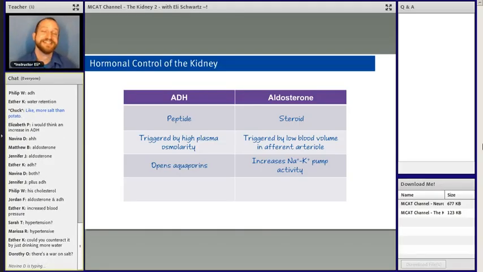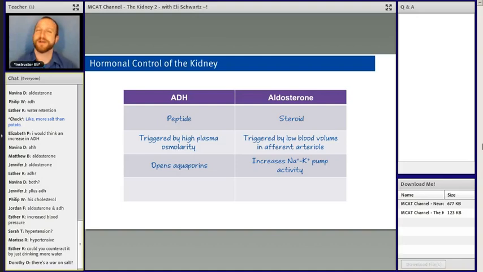Now, certainly, Esther, we should be drinking a lot more water as a country in general, especially considering the salt intake. Now, okay, last up about ADH.